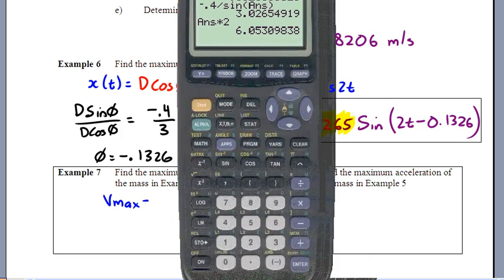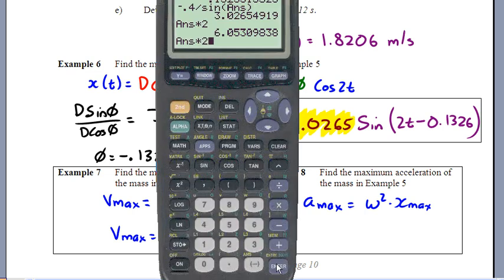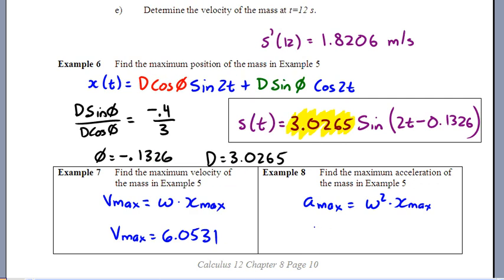And then they're like, oh, well, what's the acceleration? Yeah, no problem. It would just pick up another omega. So Amax would just be omega squared times xmax. Every time you do a derivative of that purple equation there, the 2 pops out from the chain rule. So we would get another 2. So it looks like it's 12.1062.